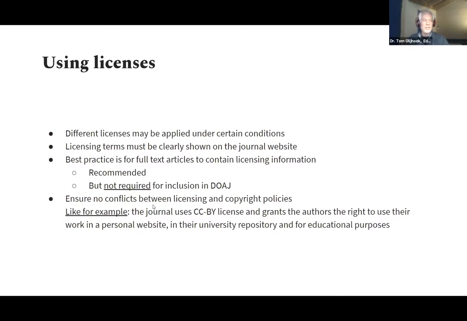There shouldn't be any conflict between licensing and copyright policies. This is often the case in countries, especially, and not only in countries like in Africa or Asia. We find it very often in journals from the US. A journal uses a CC BY license, and then somewhere on their website they also say, we grant the author the right to use the work on a personal website, university repository, and so on. Which means this is fair use. This is also the case for all subscription content that authors publish, certainly in the US. I realize fair use is different in different countries. But this is a conflict between a license and a copyright statement.